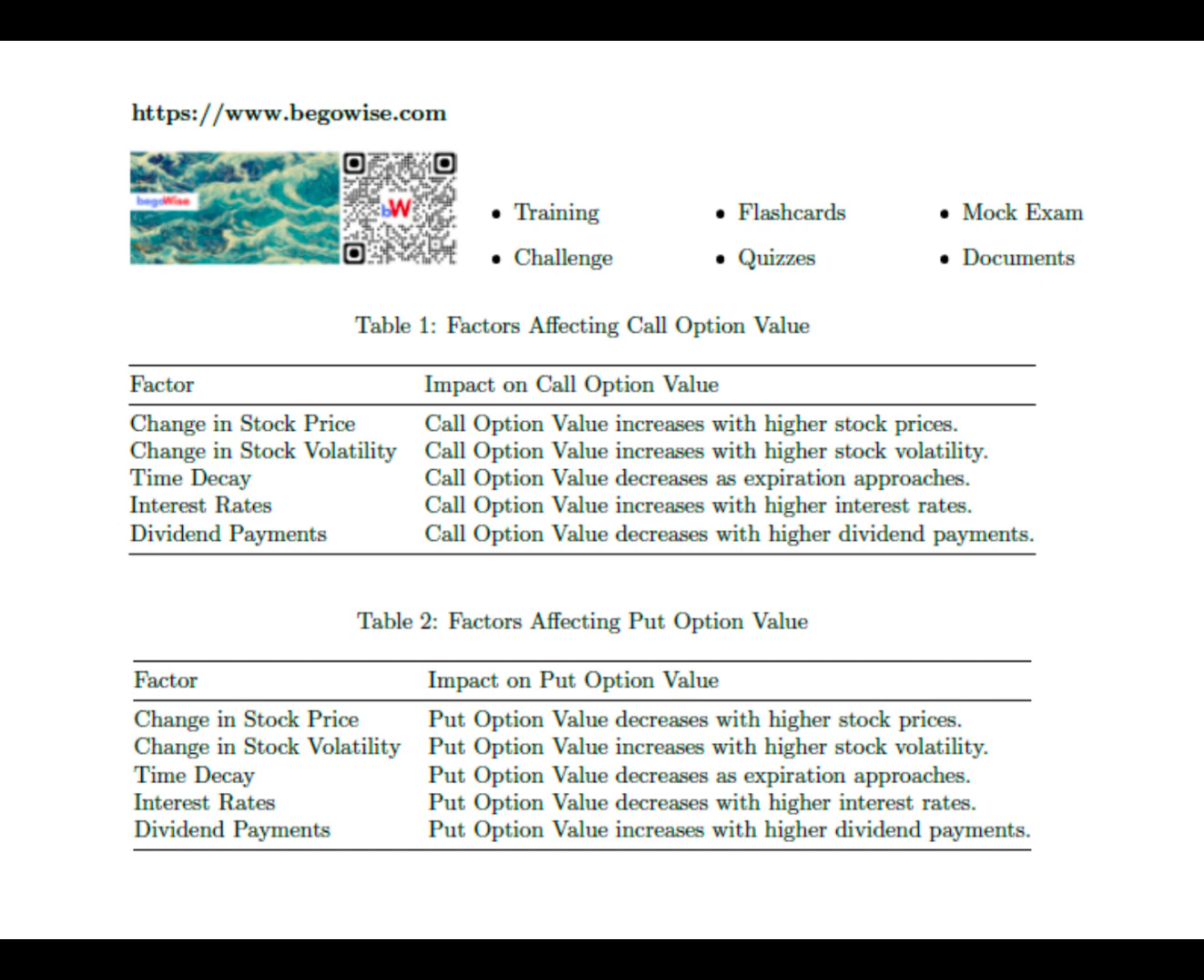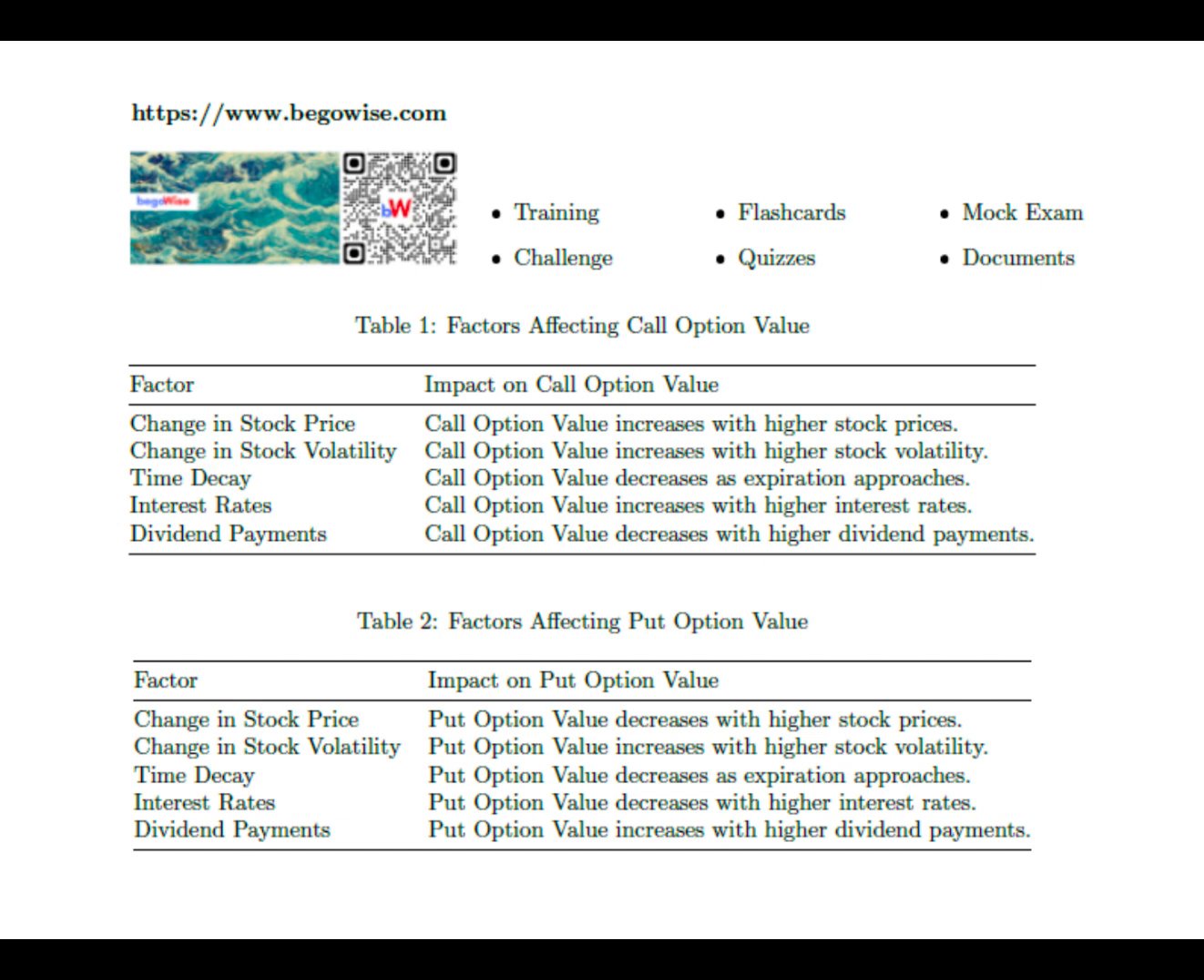2. Change in stock volatility. Just like with call options, if the stock price is very volatile, there's a higher chance it will drop below your strike price. This makes your put option more valuable because you can sell the stock at a higher price than its market value. Thus, more volatility increases the value of put options.